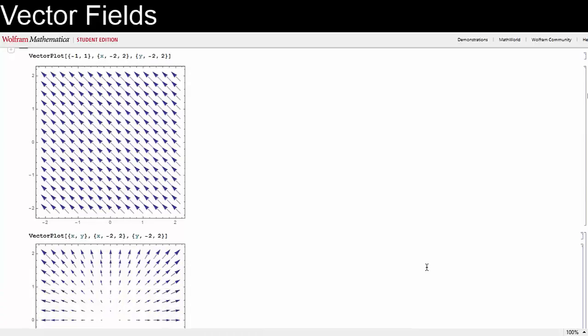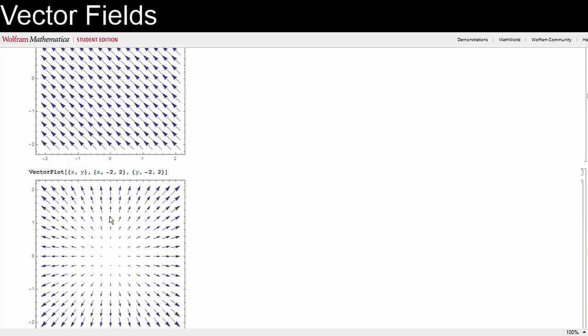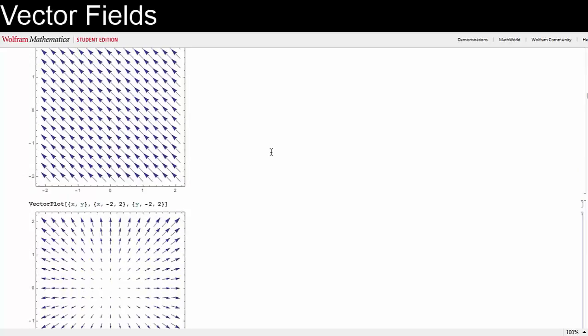So in this video I just wanted to show off some of the vector fields in Mathematica here. Right, so here's the two from the lecture video. So this first one here, this is -1, 1. Right, so you can see we still have these diagonal northwest pointing arrows here. Right, and they're all the same size.